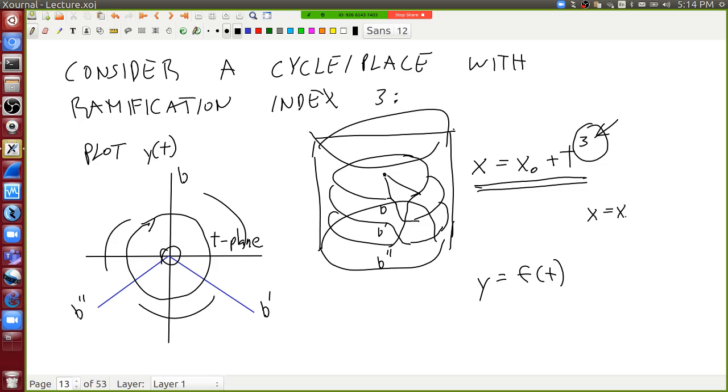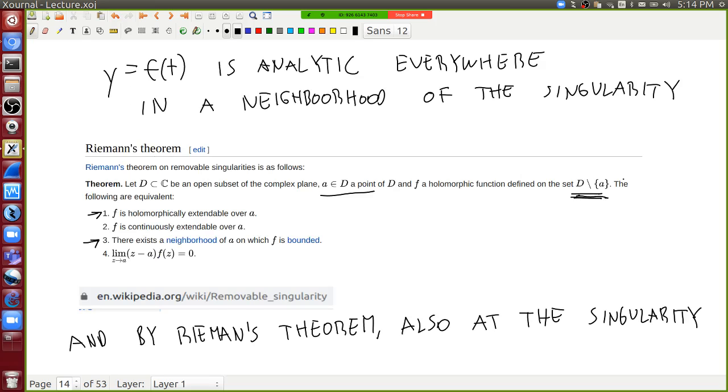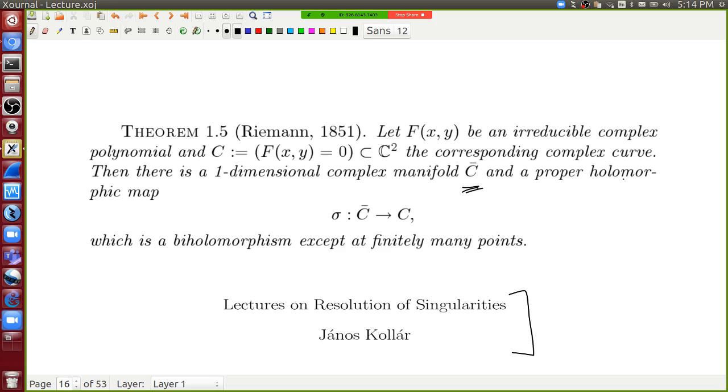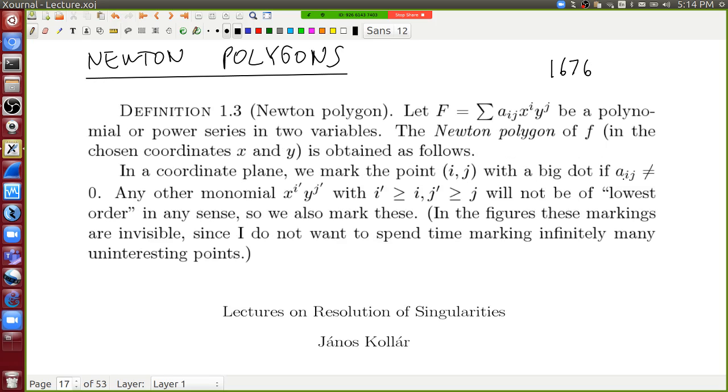We could try to set it up as just t to the r, and we got this extra r power floating around in the thing. Could it be done? I'm not sure, but it's not necessary because Newton showed us how to find the ramification index of one of these cycles, and that's the Newton polygon construction.